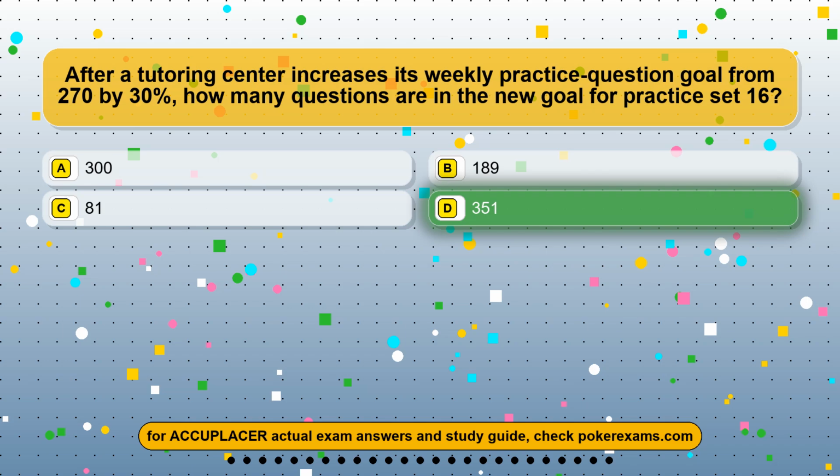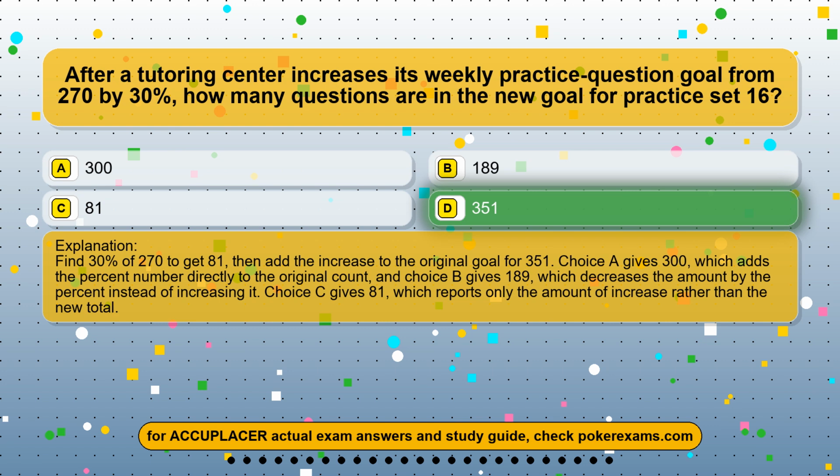The correct answer is option D, 351. Find 30% of 270 to get 81, then add the increase to the original goal for 351. Choice A gives 300, which adds the percent number directly to the original count, and choice B gives 189, which decreases the amount by the percent instead of increasing it. Choice C gives 81, which reports only the amount of increase rather than the new total.